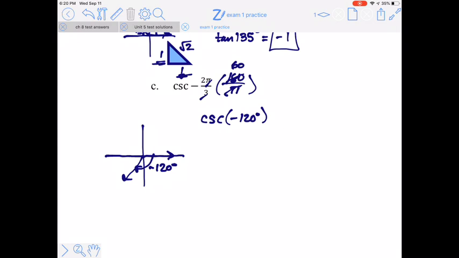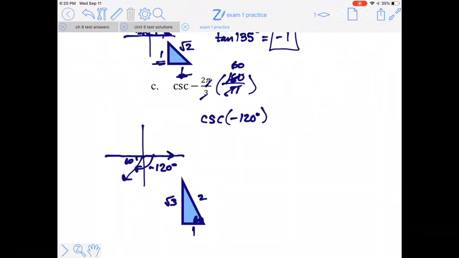Would the reference angle still be 60? Yeah, reference angles are always positive. That's a good question. The reference angle is the distance between that terminal side and the x-axis, which is 60 degrees. So we have another 30, 60, 90. And if I put the 60-degree angle there, then I got 1, 2, square root of 3.